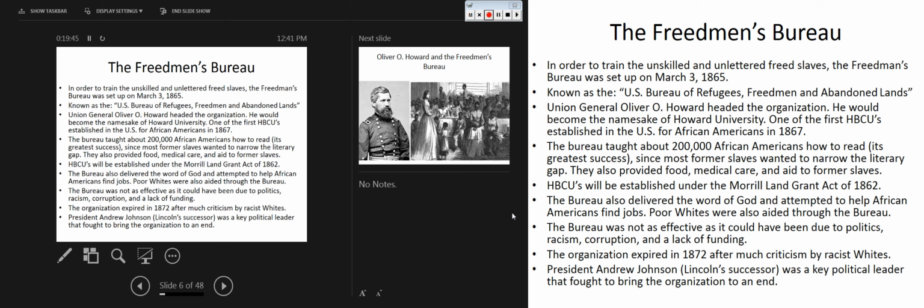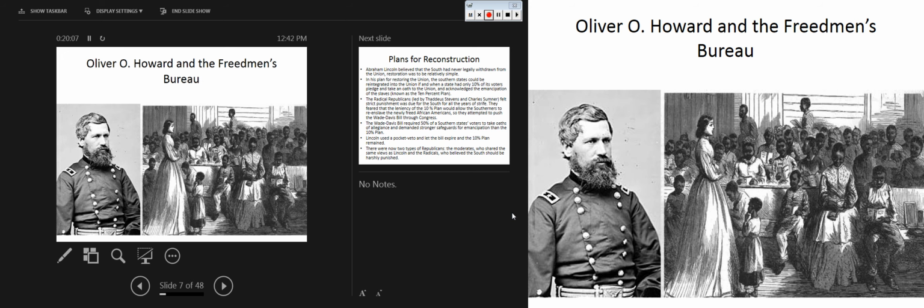Do keep in mind the Morrill Land Grant Act that we learned about before helps create some of our earliest historically black colleges, one of which is actually named for Oliver O. Howard, Howard University. It's going to be one of the earliest and most prominent African American schools during this era and today. So here on the left we have Oliver O. Howard, and this is a depiction of what the Freedmen's Bureau would have really looked like, educating young and old.